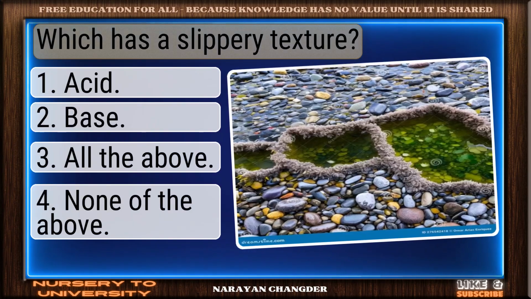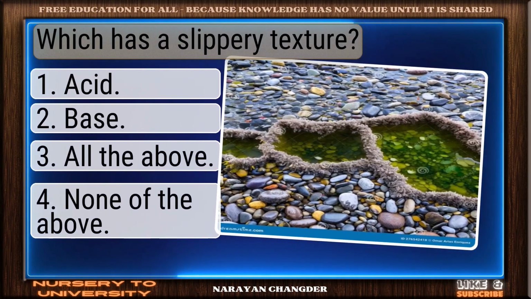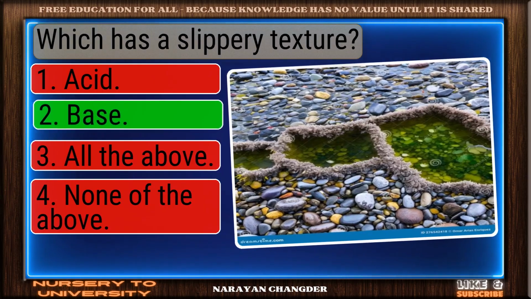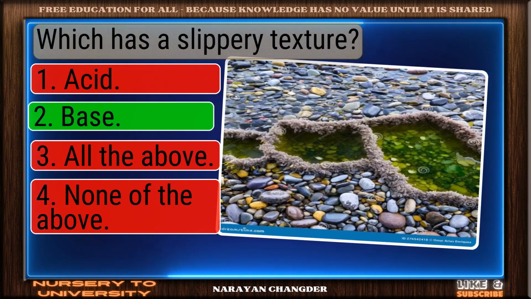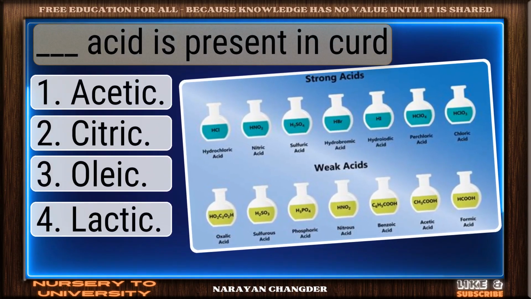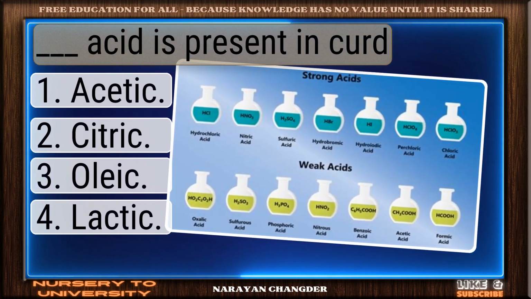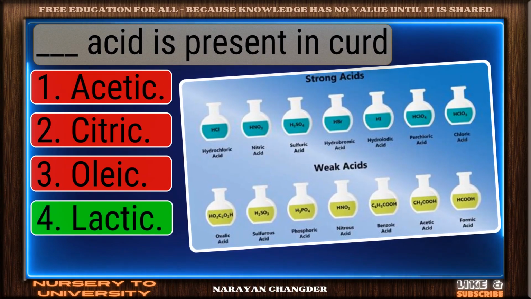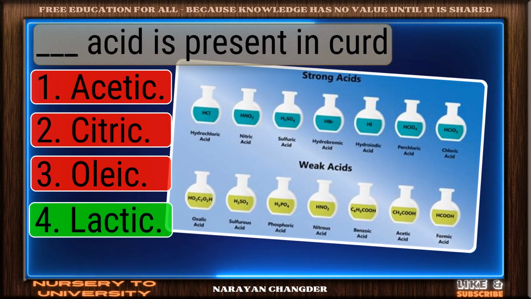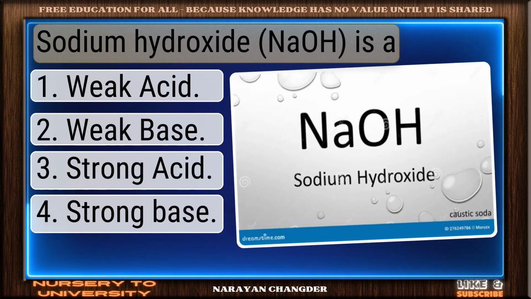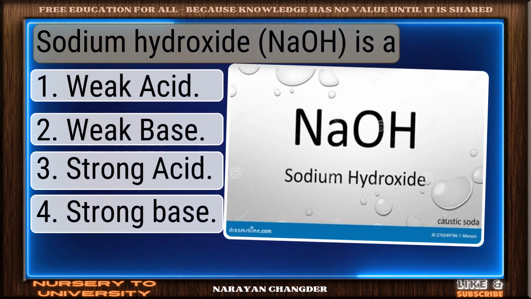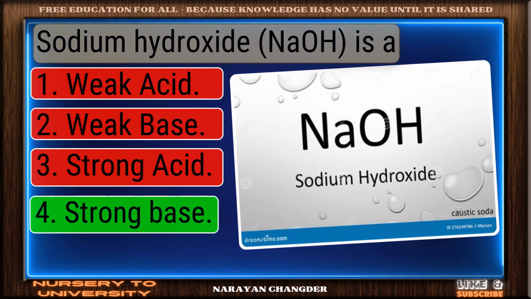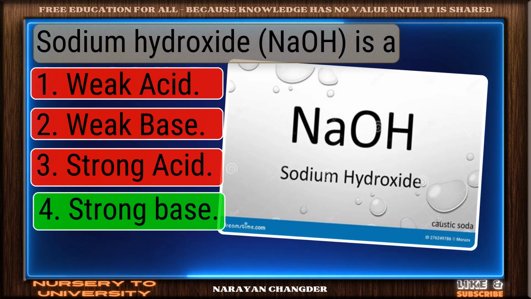Question number 163. Which has a slippery texture? Sharp thinking. Base is the right choice. Question number 164. Dash acid is present in curd. Nice work. You chose lactic, and it is correct. Question number 165. Sodium hydroxide is a. Well reasoned. Strong base is the correct choice.